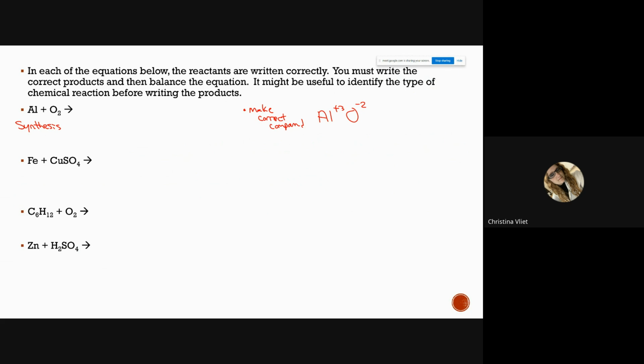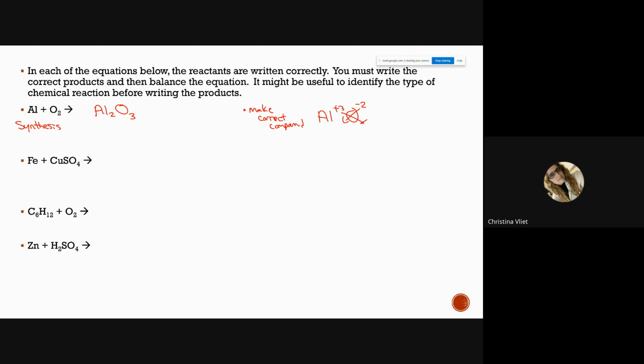To make the correct compound, what must we do now? Crisscross, right? We make sure that the charge of each element balances so that the whole entire compound has an overall charge of 0. And in order to do that, the easiest way is just to cross the charges to become the amounts of the opposite element. And so this becomes Al2O3. Are we good with that? So that's the first step. You got to make the correct compound.